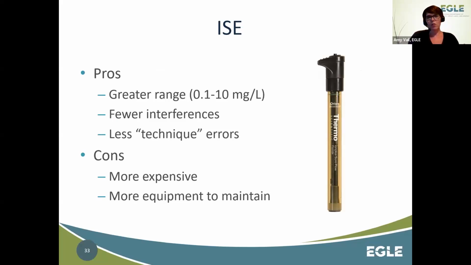Now, anybody who's used these probes knows they are great when they work and horrific when they don't work. I don't know about technique errors, but when these probes don't work, they can be a nightmare. Some of the cons: it's more expensive than the SPADNS method for the most part, because the probes are more expensive and the meters are more expensive. And then you have equipment to maintain with this one that is kind of more finicky, let's just call it.